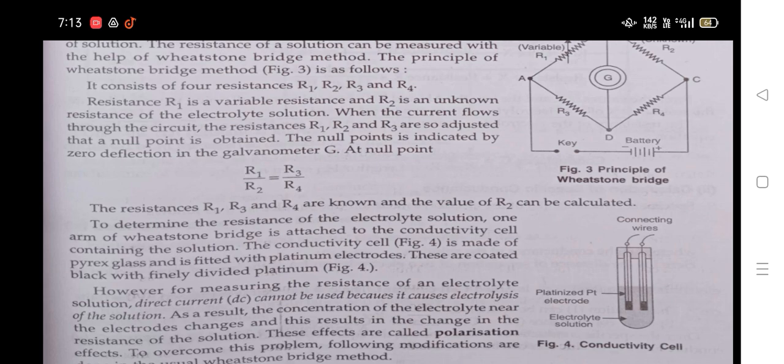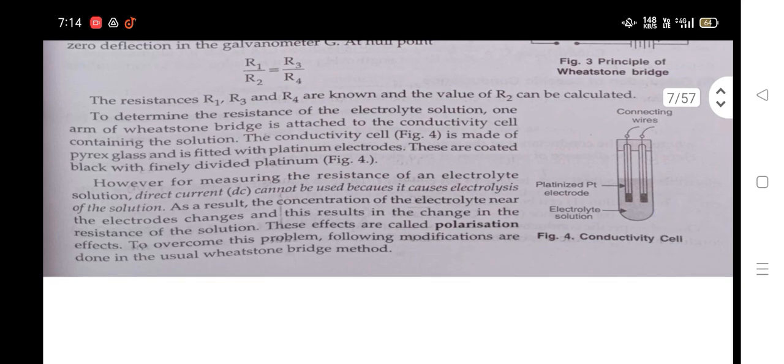The resistances R1, R3 and R4 are known, and the value of R2 can be calculated. To determine the resistance of the electrolyte solution, one arm of the Wheatstone bridge is attached to the conductivity cell containing the solution. The conductivity cell is made of Pyrex glass and is fitted with platinum electrodes. These are coated black with finely divided platinum.